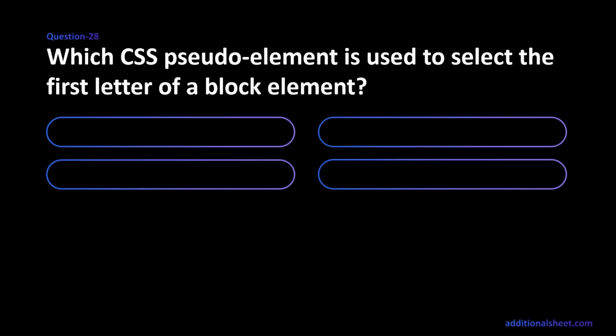Q28. Which CSS pseudo-element is used to select the first letter of a block element? Options are: A. first-letter. B. initial-letter. C. initial-letter. D. letter-first.